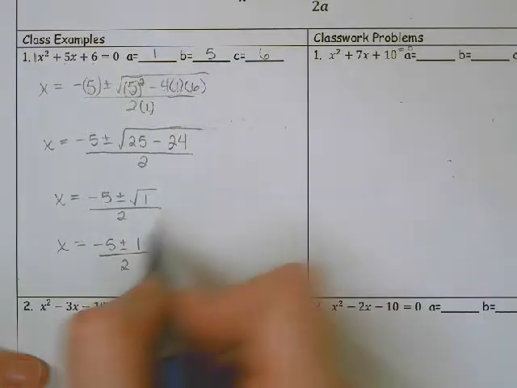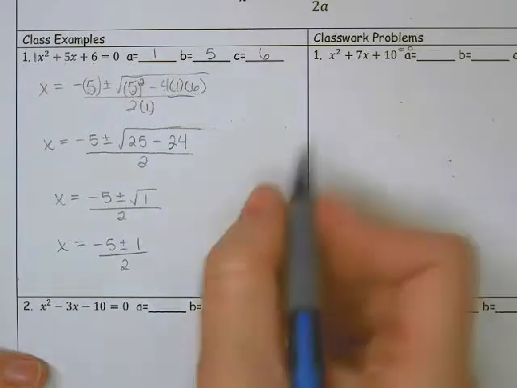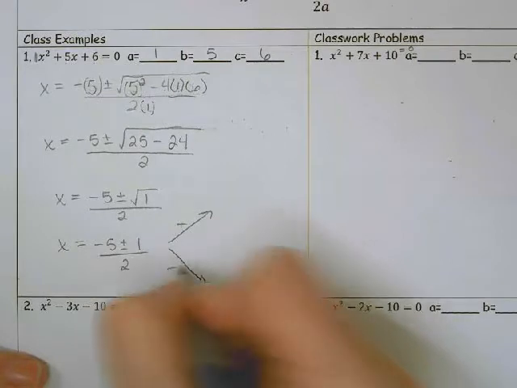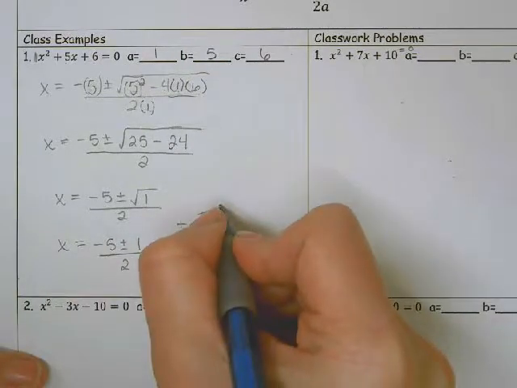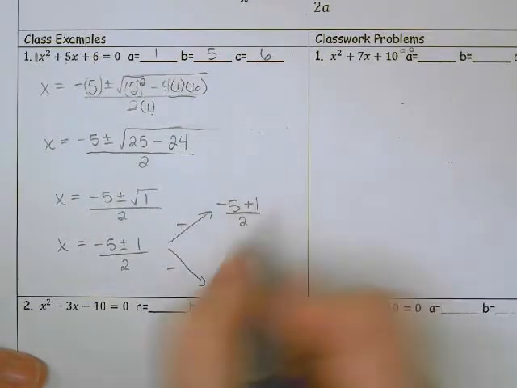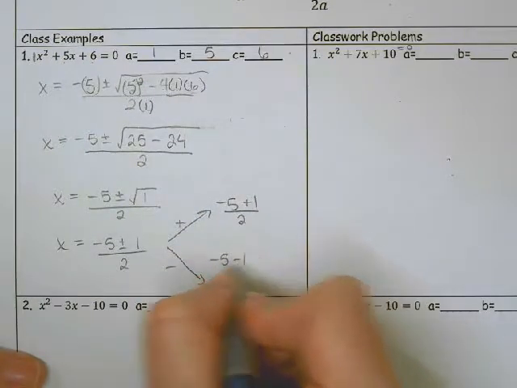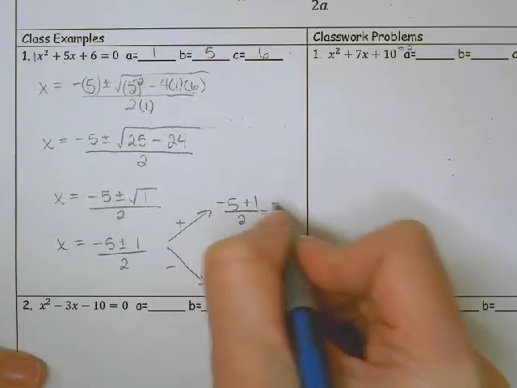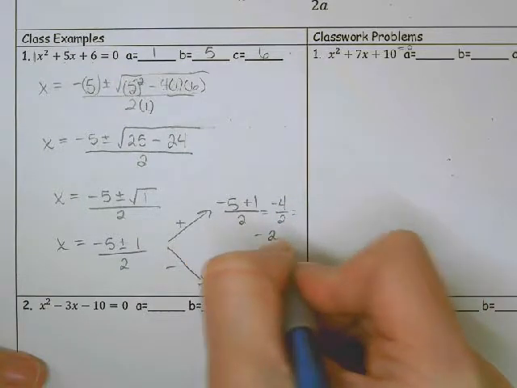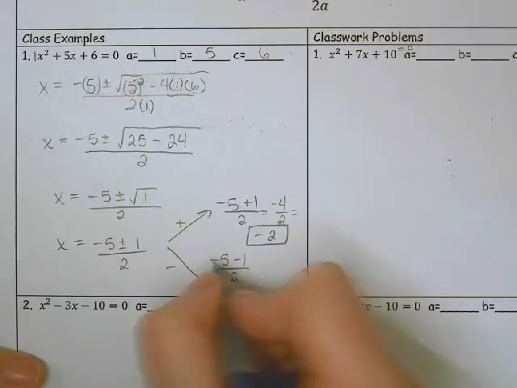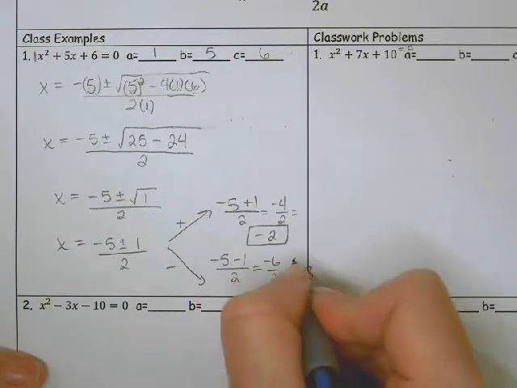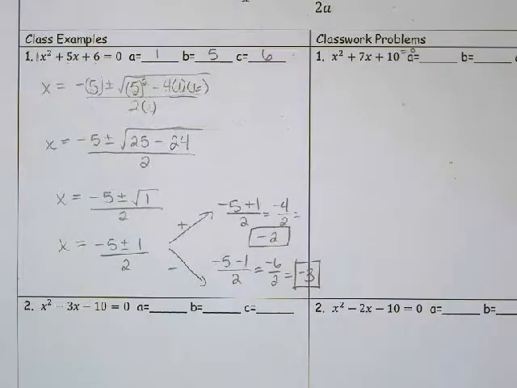I need to split it off to that plus or minus, kind of like I did on number 3 on the warm-up. So I'm going to do plus, and I'm going to do minus. So this equals -4 divided by 2, which equals -2. So that's one of my answers. This is -6, which equals -3. That is my other answer. I'm done.